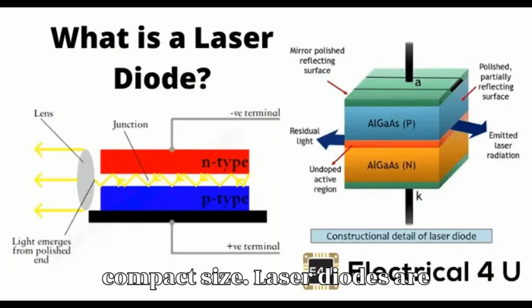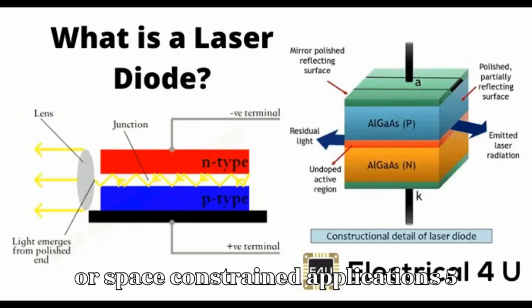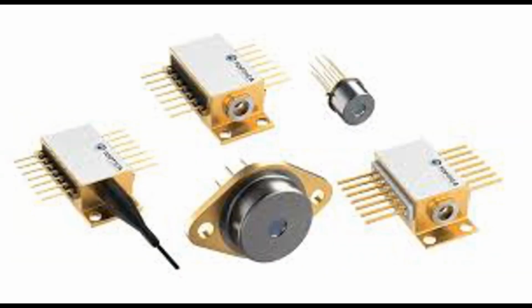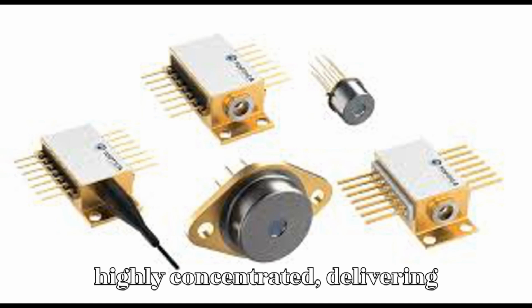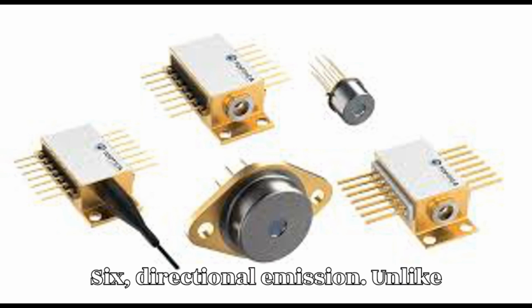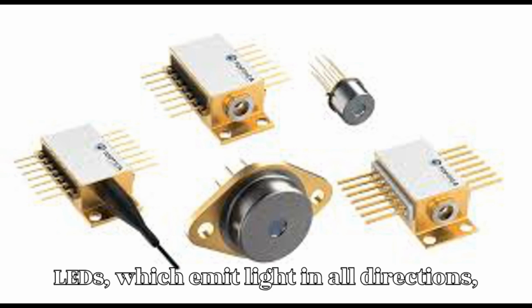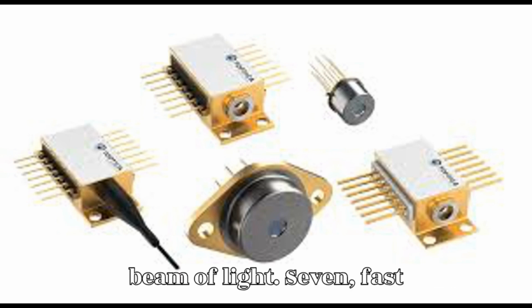4. Compact size. Laser diodes are small and lightweight, ideal for portable or space-constrained applications. 5. High intensity. The emitted laser beam is highly concentrated, delivering significant power in a narrow area. 6. Directional emission. Unlike LEDs, which emit light in all directions, laser diodes produce a focused, narrow beam of light.